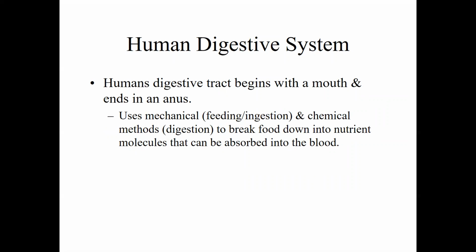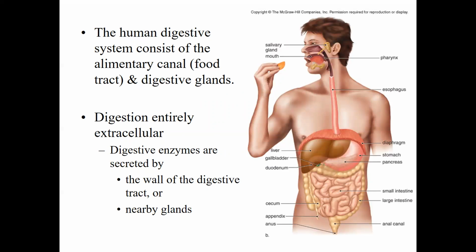The human digestive system has a digestive tract that begins from the mouth and ends in the anus. It uses mechanical and chemical methods to break food down into nutrient molecules that can be absorbed into the blood. The human digestive system consists of the alimentary canal, the food tract, and the digestive glands that are found in the alimentary canal. The digestion is entirely extracellular. That means the digestive enzymes are secreted out of the cell.